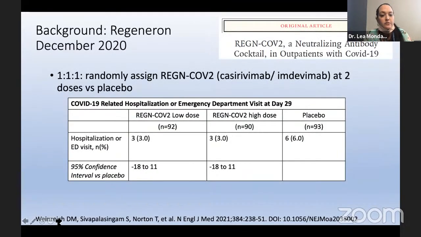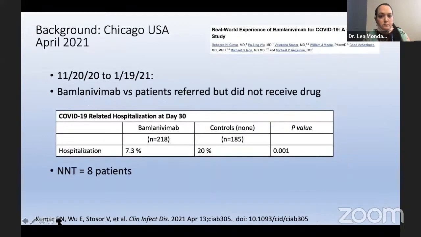This was followed in December 2020 by the Regeneron data. The drug is called REGEN-COV2, which is the CASIRIVIMAB-IMDEVIMAB combination. In that trial, similarly, in placebo they saw around 6% of those patients hospitalized, where the people who got monoclonals were being hospitalized around 3% of the time. They didn't give p-values and the confidence intervals crossed over, so it wasn't statistically significant, but it was half of the amount. So it's important to keep in mind.